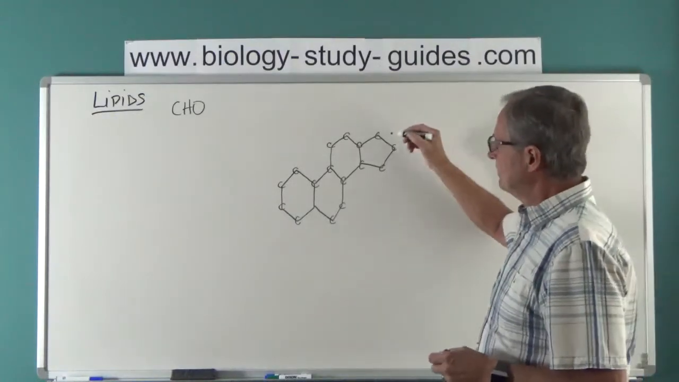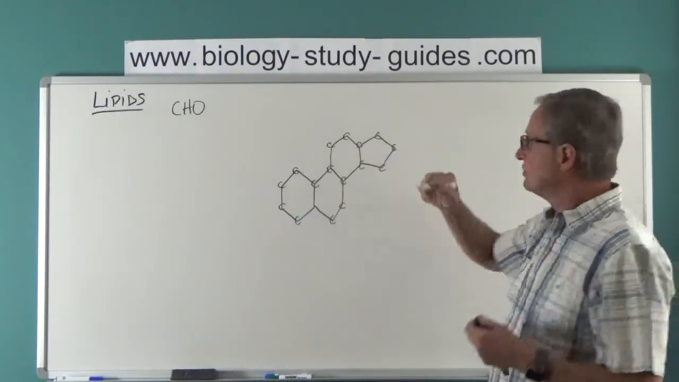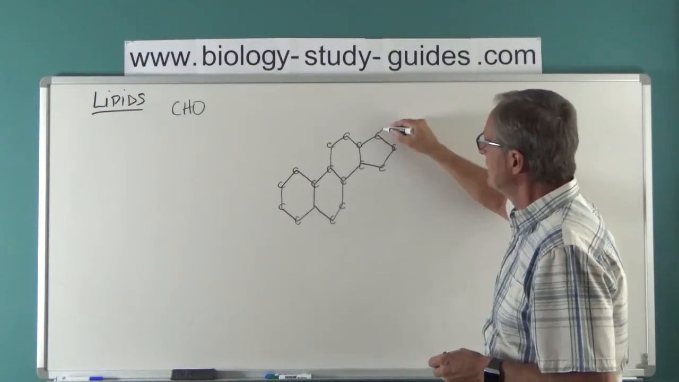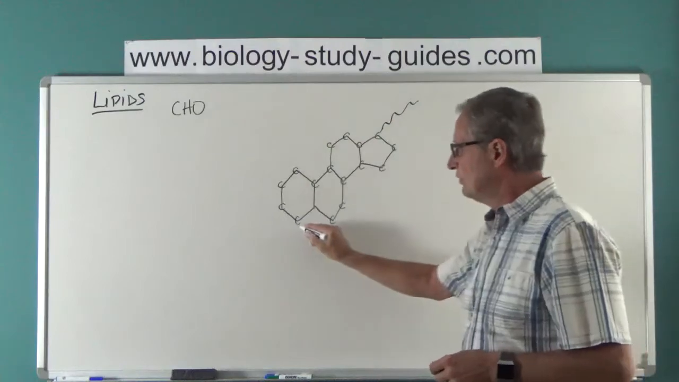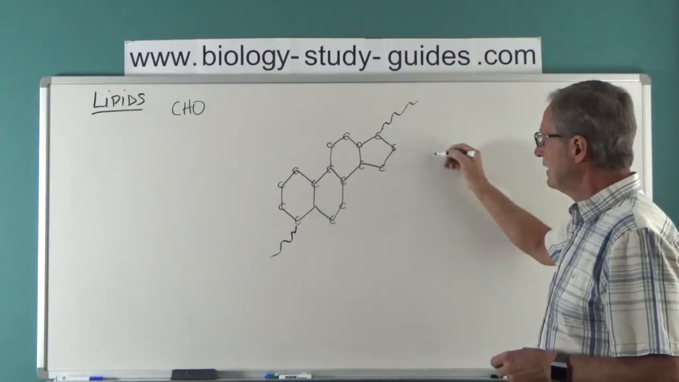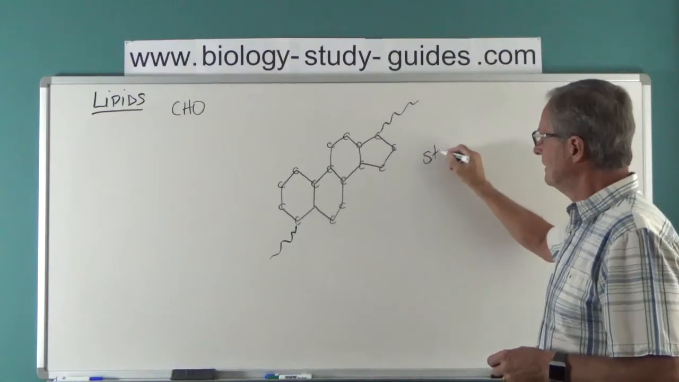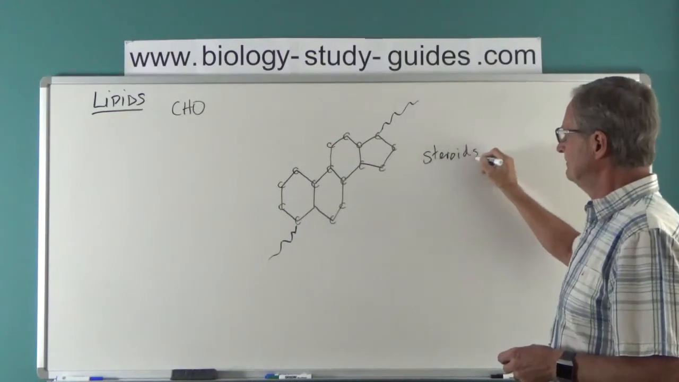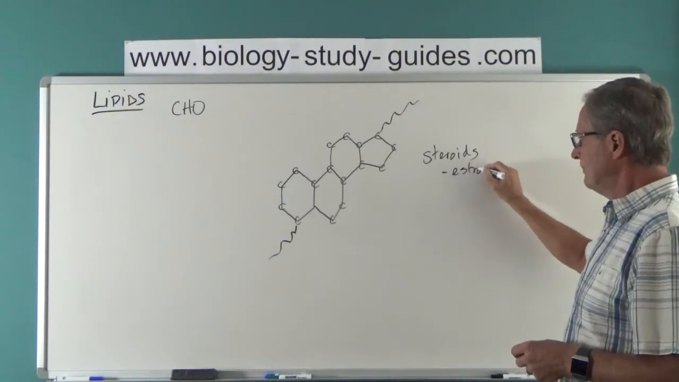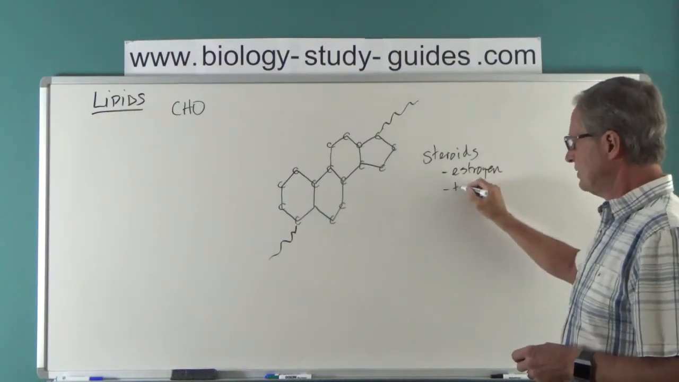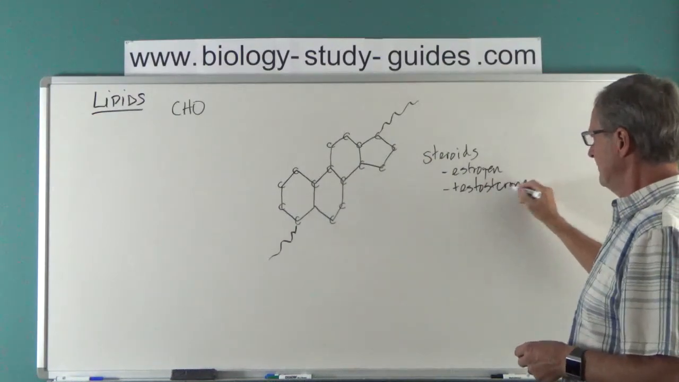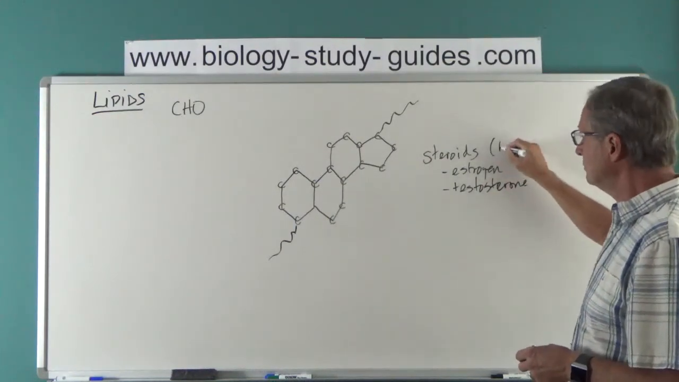But the differences between testosterone and estrogen and so on is there's little side branches. So instead of having just hydrogen out here, there may be something else bonded to it, or there may be something else bonded to it down here. So these things are called steroids. And we're talking about things like estrogen and testosterone. Steroid hormones.